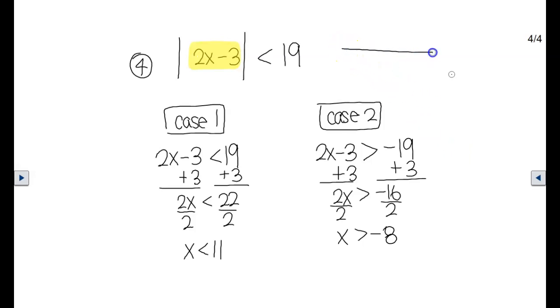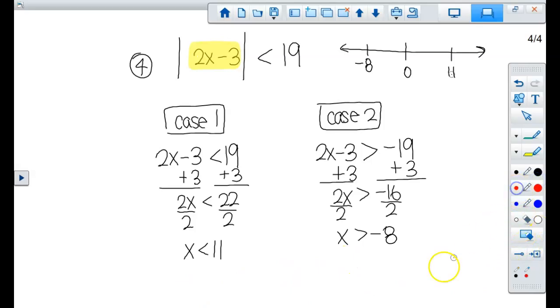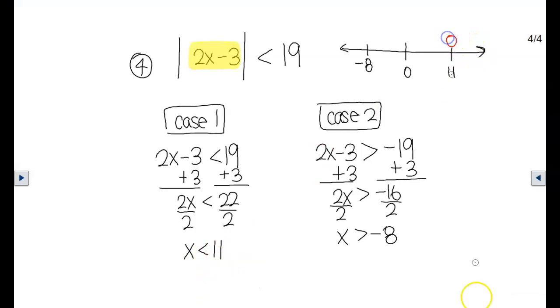Now, I'm going to put my number line up here this time to give me a little more space. I want 0 on there. I want positive 11. And I want negative 8. Notice that x comes first in both problems, so I'm ready to graph. So let's start with x is less than 11. For x less than 11, we would put an open circle on 11, and then the shading would go to the left. For x greater than negative 8, we would put an open circle on negative 8 and go to the right.